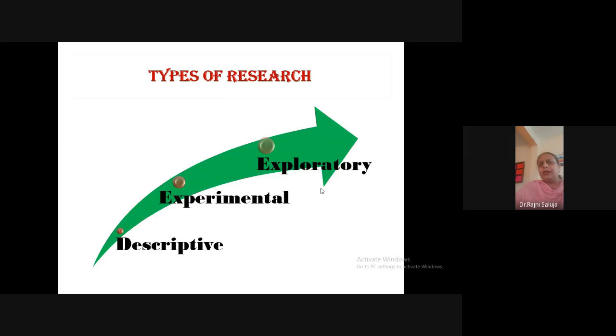Now, there are different types of research. For example, the research can be descriptive, experimental, or exploratory. These are just three types we are discussing, as research is of a number of types. Descriptive is a basic research where we are describing just the state of affairs, meaning we have witnessed a particular event and we are just describing it, and we do not have any control over the variables.